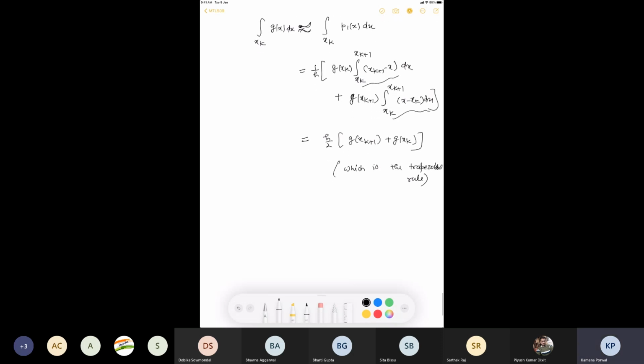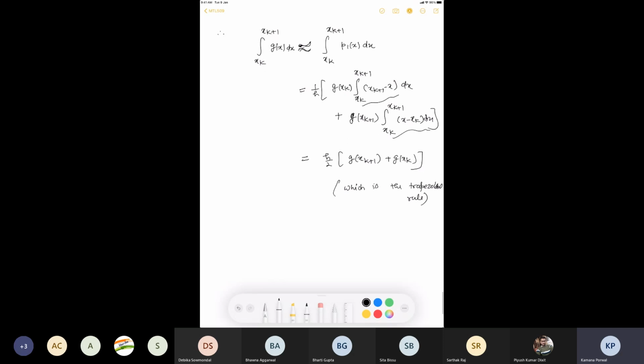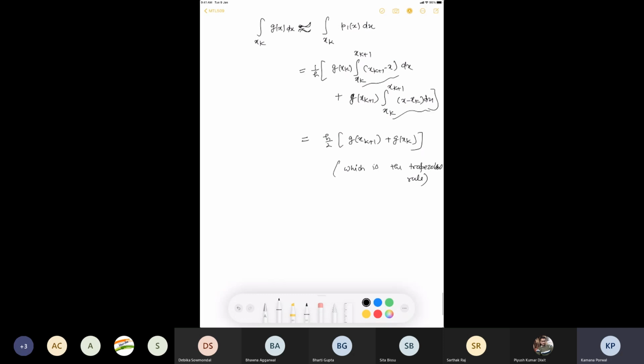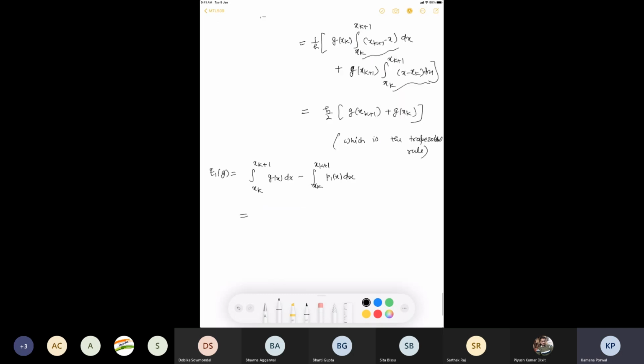In the same way, you can find the error as well. Since we have observed that this is the trapezoidal rule, we already know the error in the trapezoidal rule. So E1(g), which is the integral from xk to xk+1 of g(x) dx minus the integral from xk to xk+1 of p1(x) dx. So what is the error in the trapezoidal rule? It is minus h cubed divided by 12.